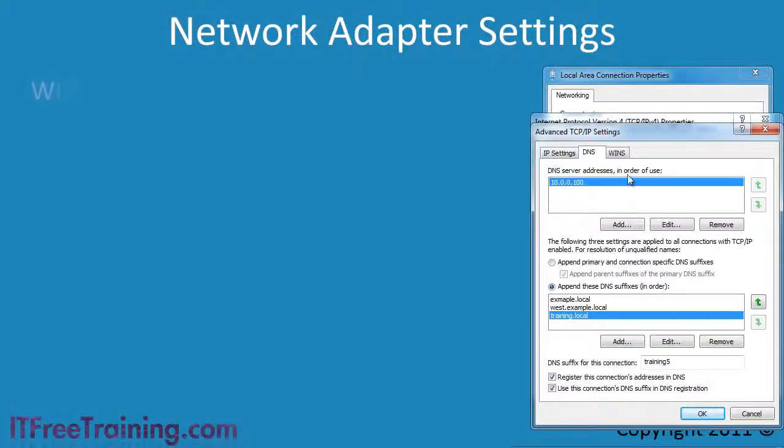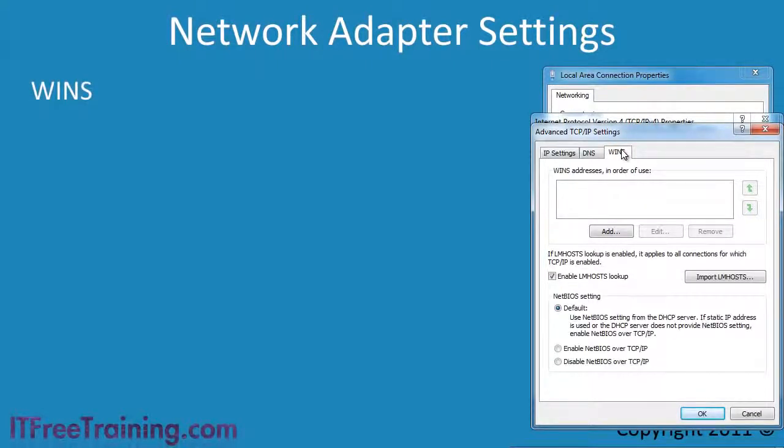The last tab is the WINS tab. WINS is an old name resolution system that was used before Windows 2000. Some legacy applications may still require a WINS server on your network. However, nowadays these legacy applications should be rare.